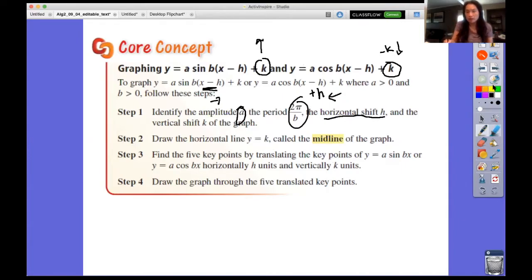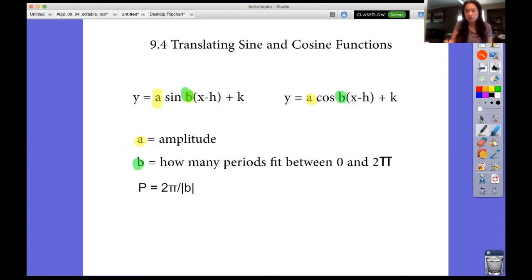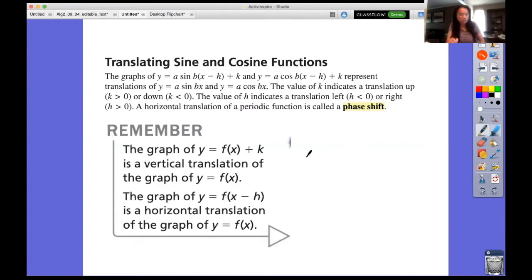Now let me show you these. This is also in your book. I wanted to highlight it because it's important. There's some new vocabulary here. It is called a phase shift. Your phase shift is your horizontal translation, left and right.